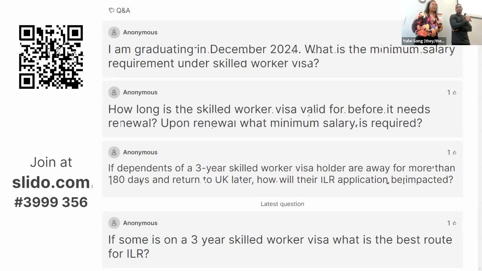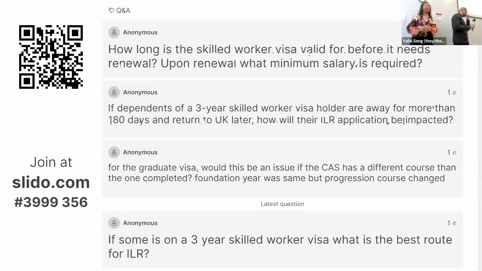Okay, so I'm graduating in December 24. What is the minimum salary requirement on the skilled worker visa? So again, if you're graduating, that means that you're on a student visa. You'll be regarded as a new entrant. So the minimum salary requirement is 30,960, or the going rate for the role. If for any reason you've graduated, 2 years have passed, and you're over 26 now, then you have to be paid 38,700.